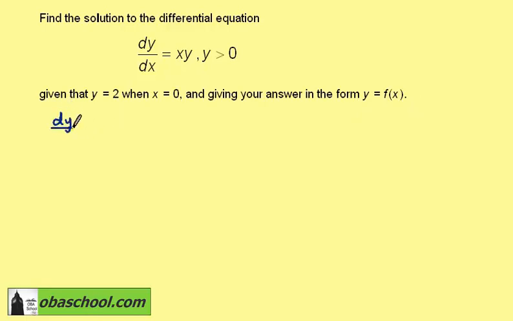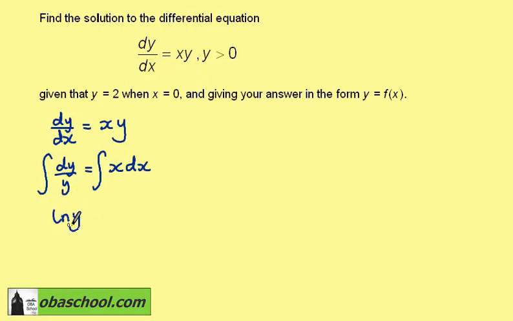So we have dy/dx is equal to xy, and we want to separate the variables. The y can come underneath here, and the dx up here, giving us dy over y is x dx. And of course, once separated, we have to write integral signs around both sides.